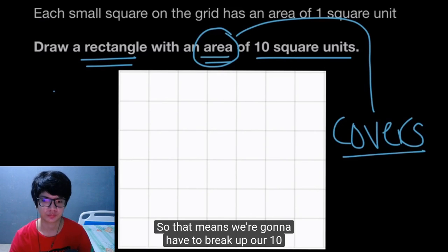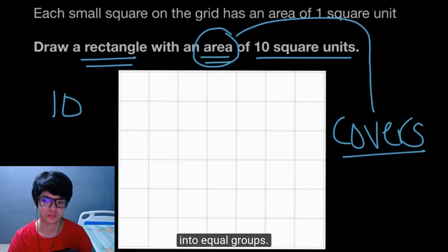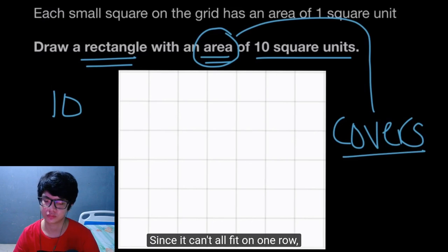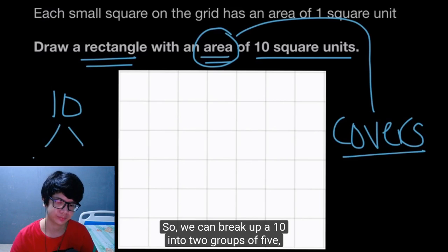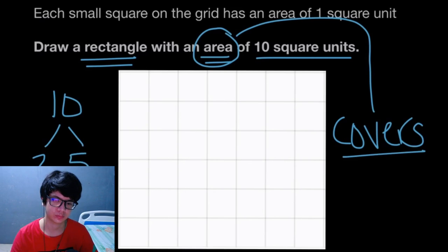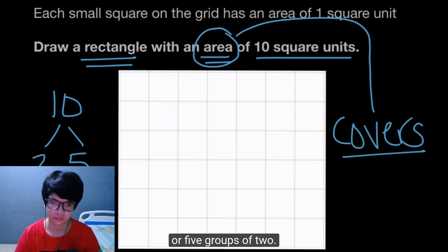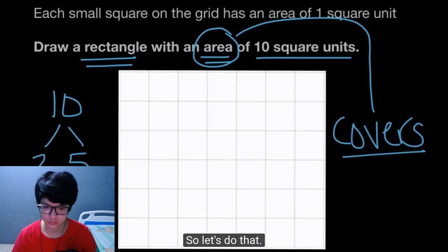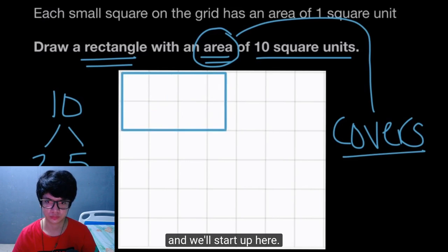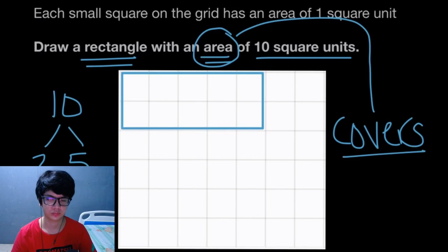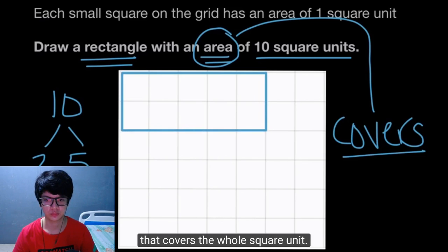So that means we're going to have to break up our 10 into equal groups. Since it can't all fit on one row, we're going to have to break up the unit squares into groups. So we can break up 10 into 2 groups of 5, or five groups of two. Either one of those will work. So let's do that. Let's draw ourselves a rectangle. We'll start up here. Here's a rectangle. And let's see, that's five. We can space it to make sure that it covers the whole square unit. There we go. So here's our rectangle.